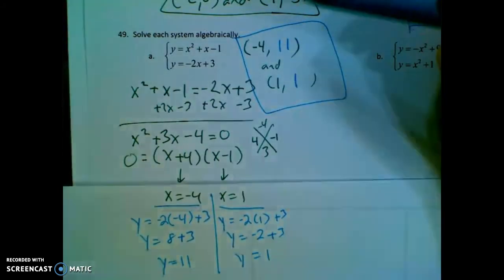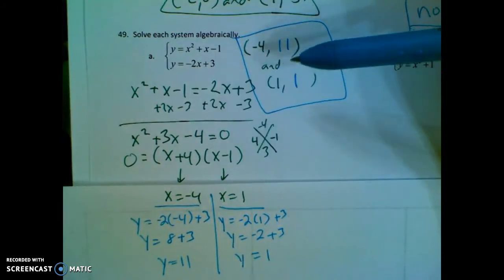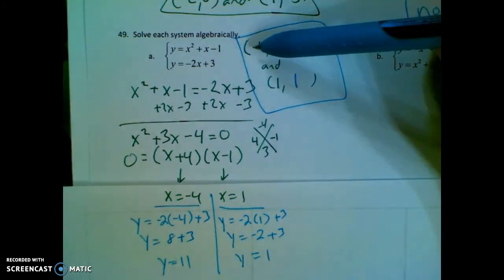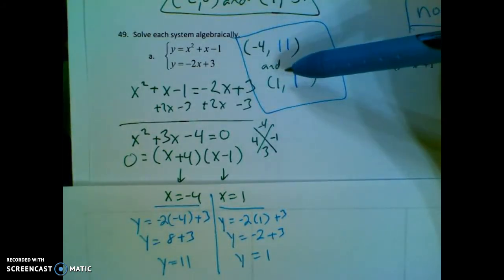You could also just show your work algebraically, but you could also graph these two equations and then do your second trace intersect feature and double check those answers.